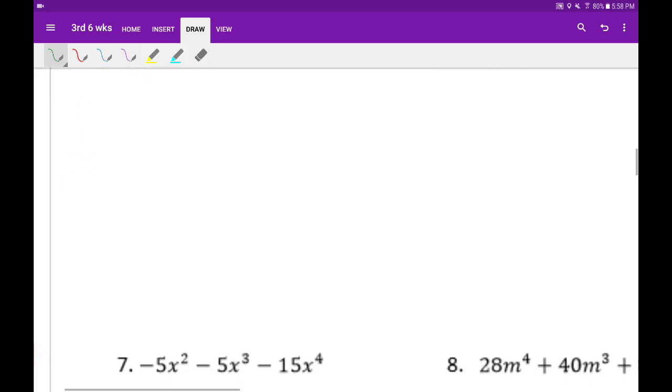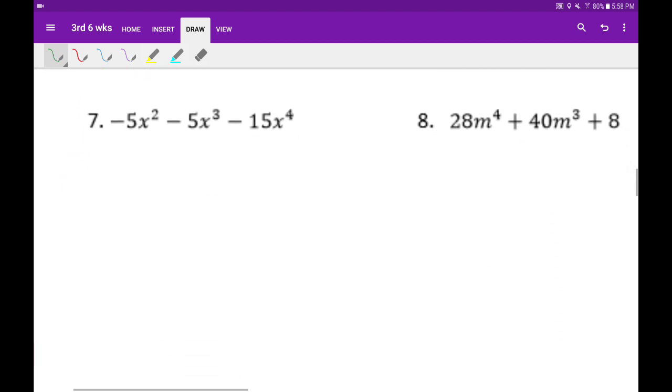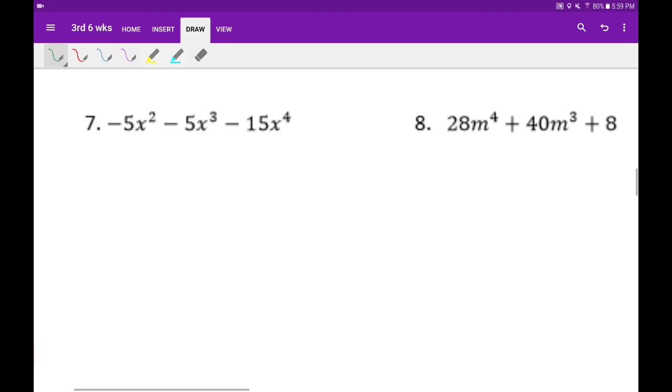Okay. Last one will be example 7. This is the special case one. Notice how all of them are negative. So right off the bat, I'm going to pull a negative out. Now we're looking at just the numbers 5, 5, and 15. 5 will be the greatest common divisor there. And then they all share an x, and the x with the lowest power is x squared. So that's my GCF, negative 5x squared.